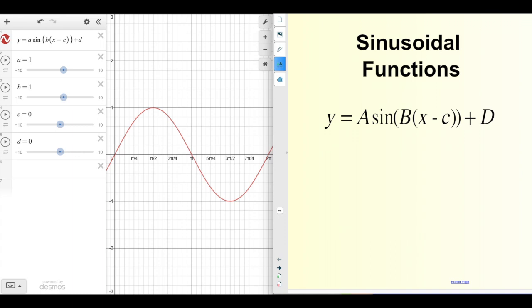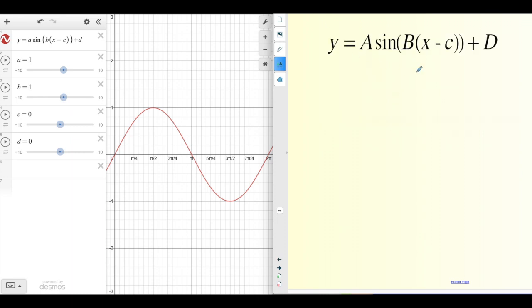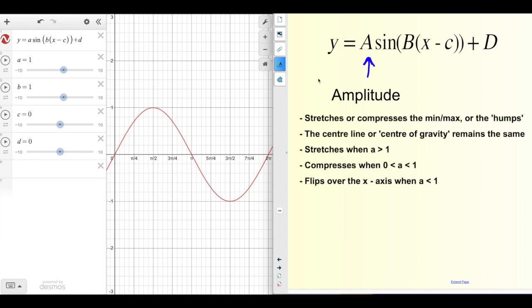Alright, first things first, let's talk about each one of these variables. So we have A, B, C, and D. These are our transformations, and I'll show you what each one of them does. So for the first one, let's look at A. That's your amplitude. So our amplitude stretches or compresses the minimum, maximum, or what we call humps.